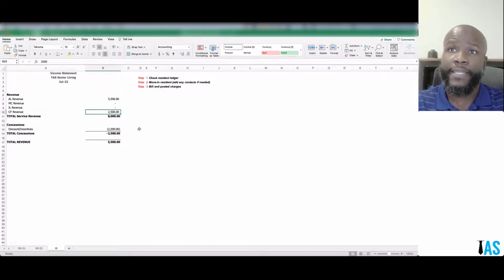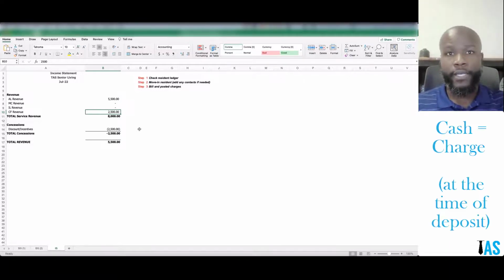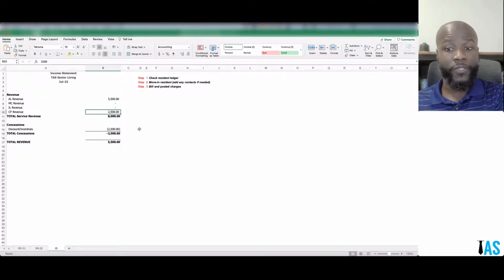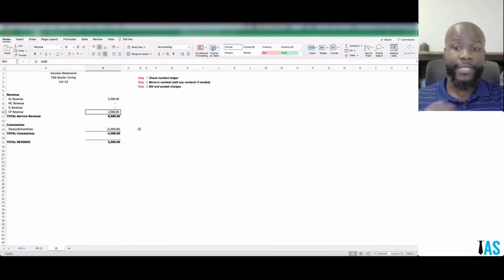Like if somebody got a concession for the community fee deposit, and so at the beginning, going back to where we talked about reservations, and if the family only put $500 down at the time, again, the charge would be $500. We like to always say cash equals charge at the time of the deposit, right? So if they put $500 down, we put a charge in the system of $500, even though the market value of that deposit slash community fee is going to be $2,500. We would show that at the time of move-in.